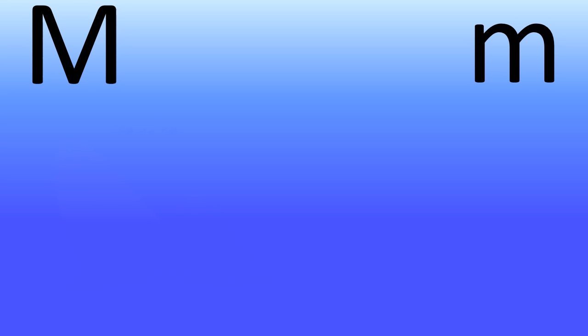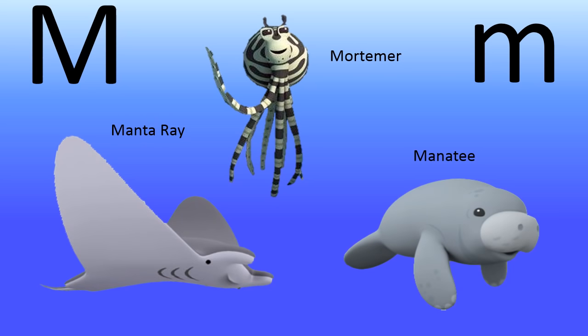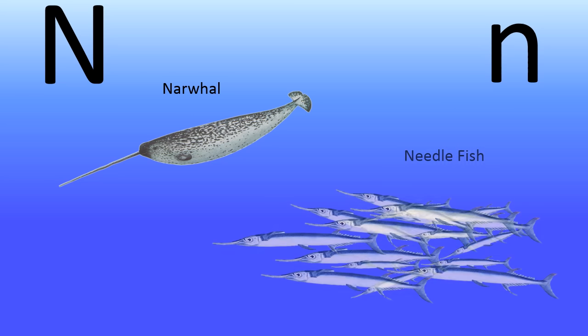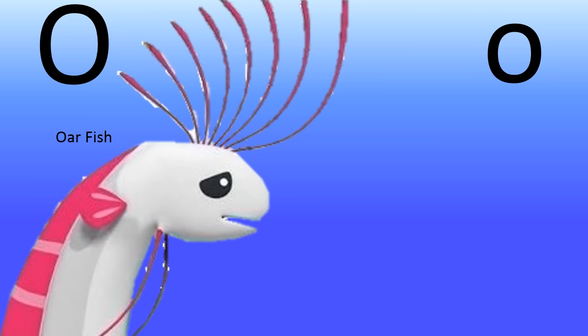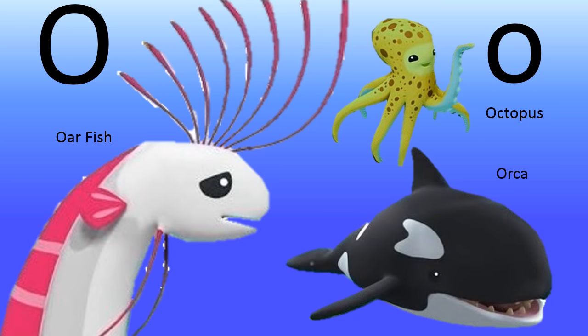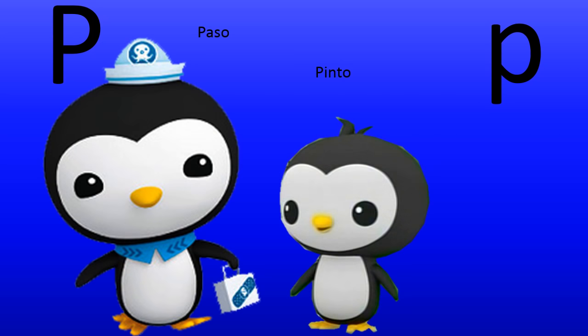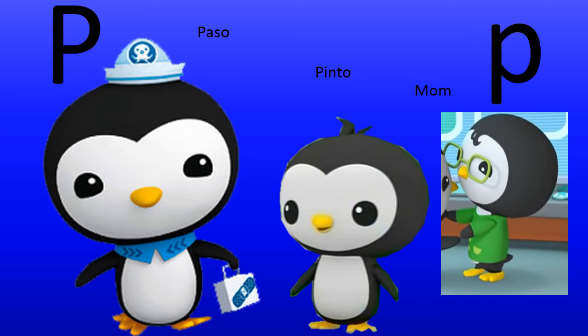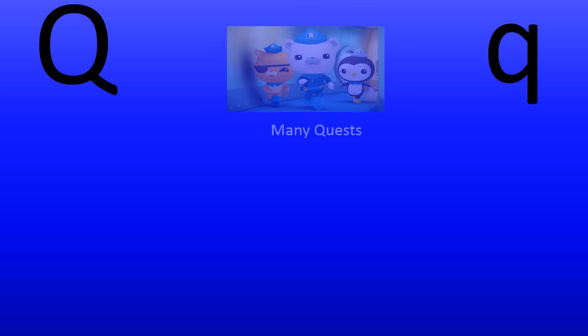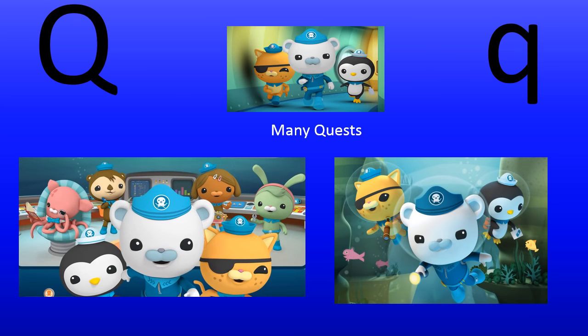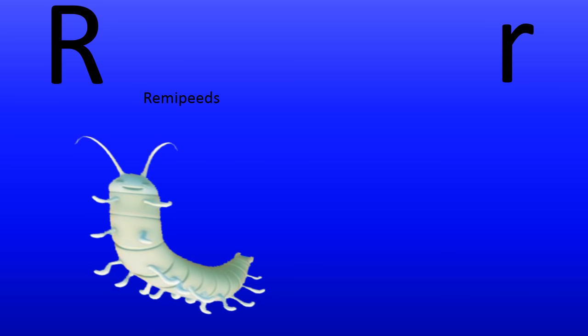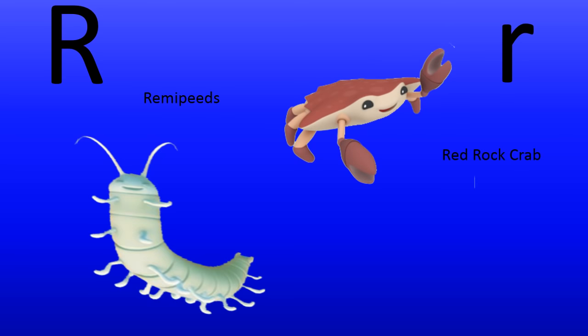At the letter M, we saw the manta rays, the Mortimer, and the manatee. At N, we saw narwhals, and we saw big schools of needlefish. For the letter O, we saw the giant oarfish, the octopus that changed colors, and of course we saw the orcas. On the letter P, we saw Peso, Pinto, and their mother, known as Mom. For the letter Q, we saw the Octonauts going on lots and lots of quests. With the letter R, we saw the Remipedes, who are blind and can't see, but have great hearing. We also saw the Red Rock Crab.